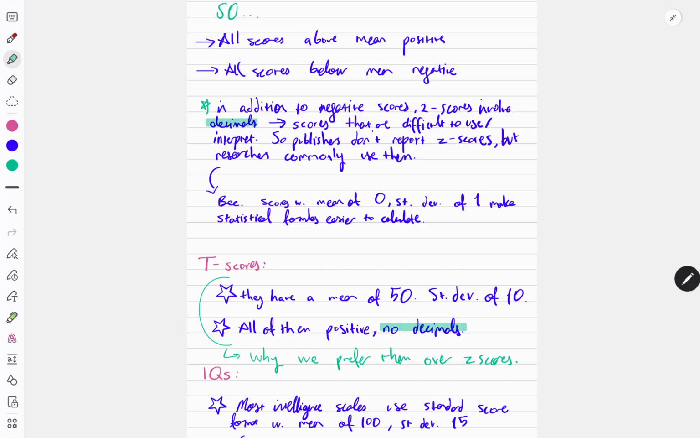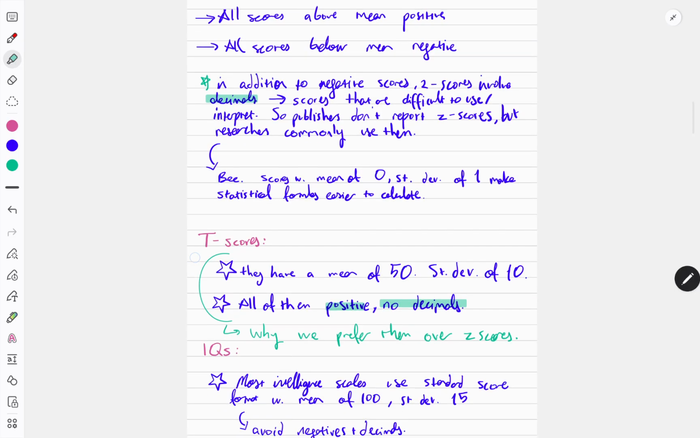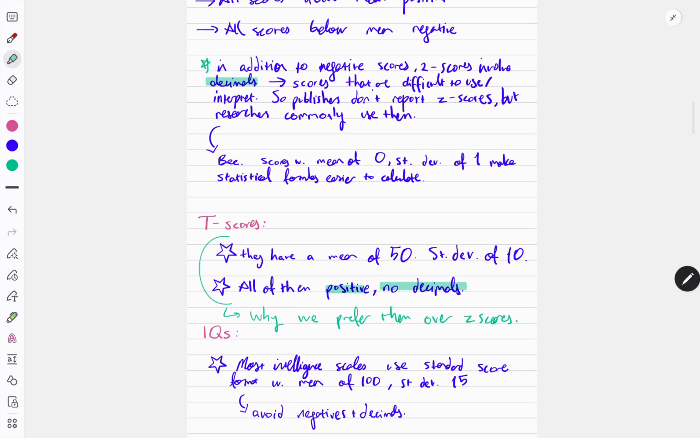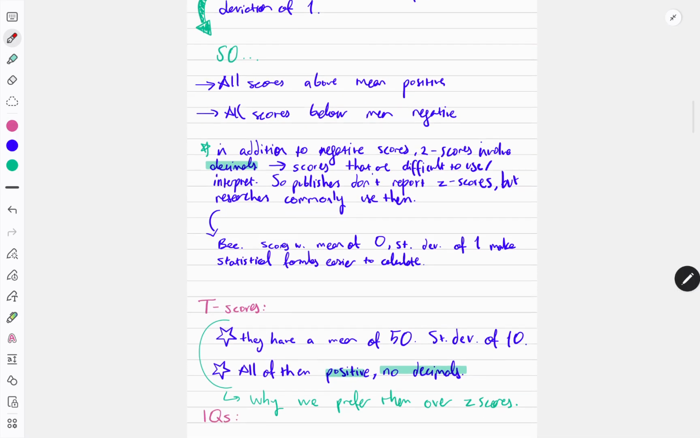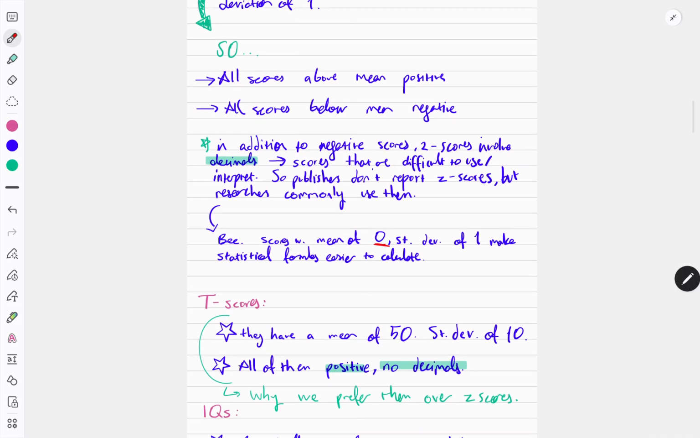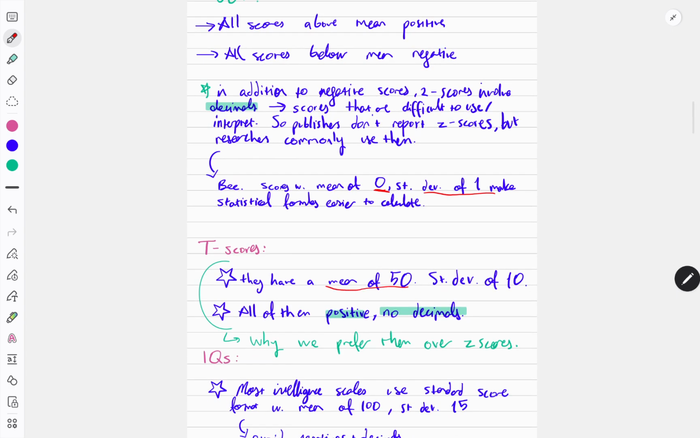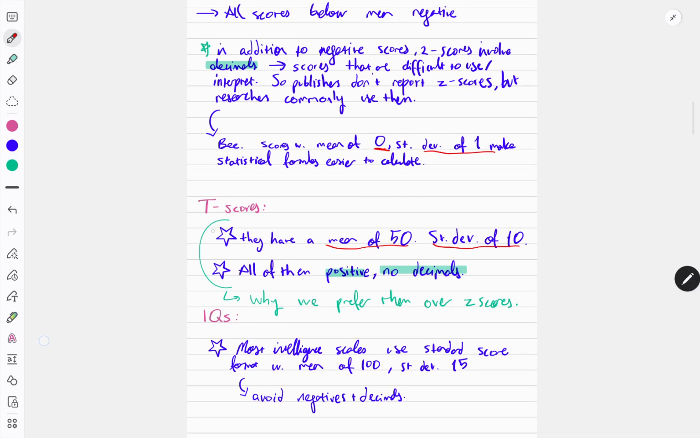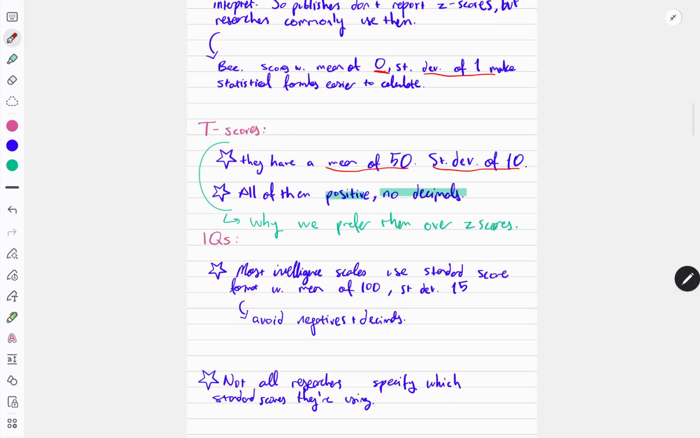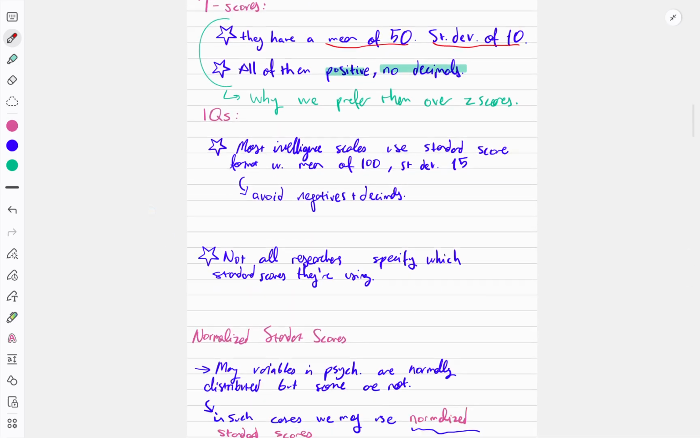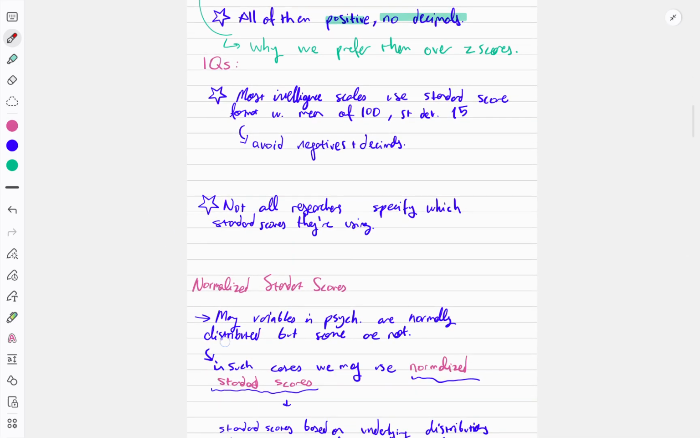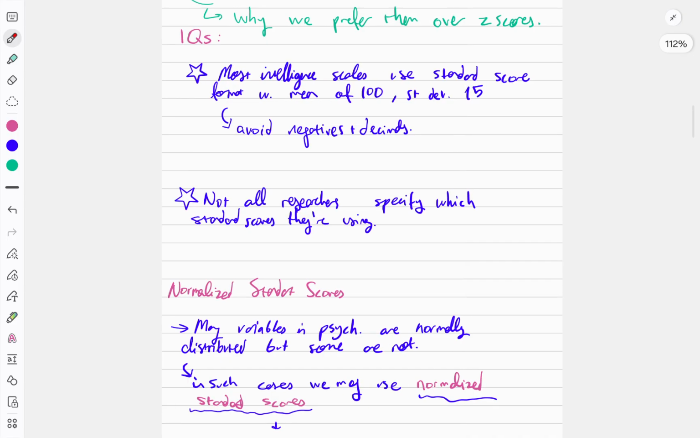And so then what we use is T-scores. Z-scores have a mean of 0 and a standard deviation of 1, whereas T-scores have a mean of 50 and a standard deviation of 10. These are two reasons why we prefer them over z-scores. And in IQ, as I explained, we use T-scores as well. Not all researchers specify which standard scores they're using.